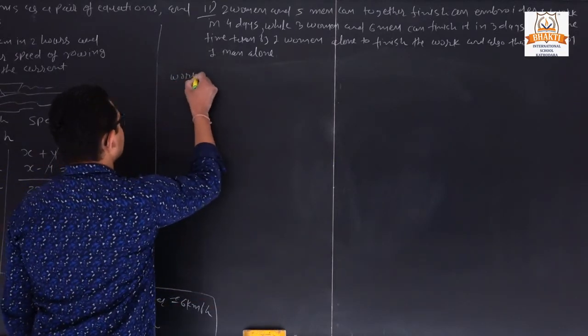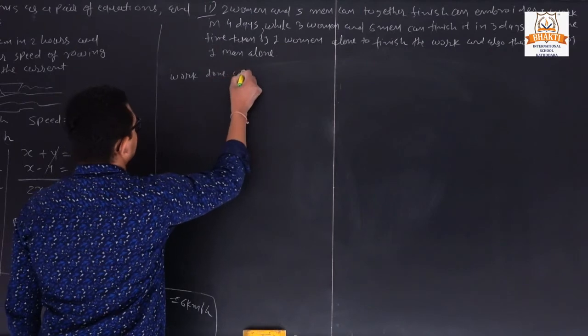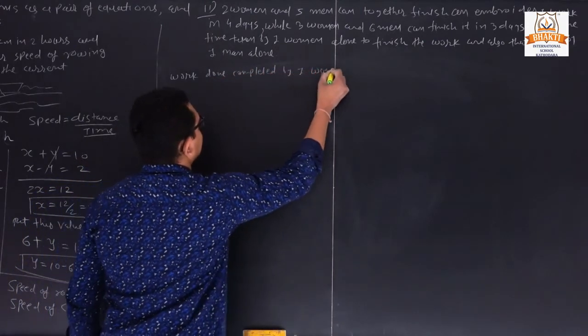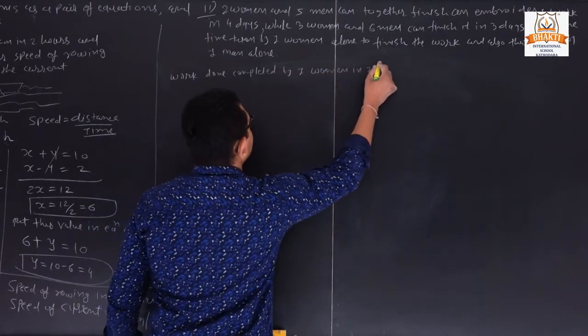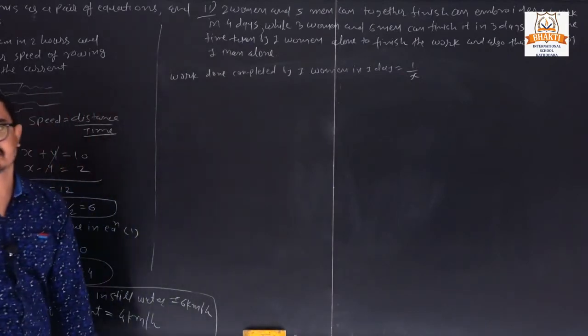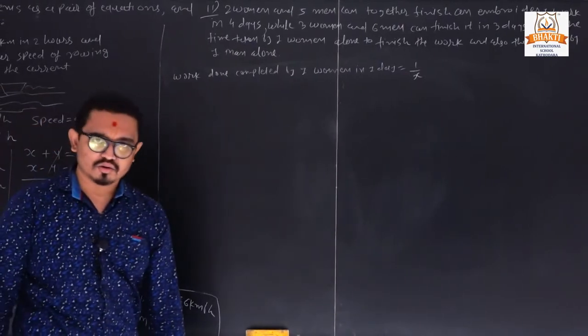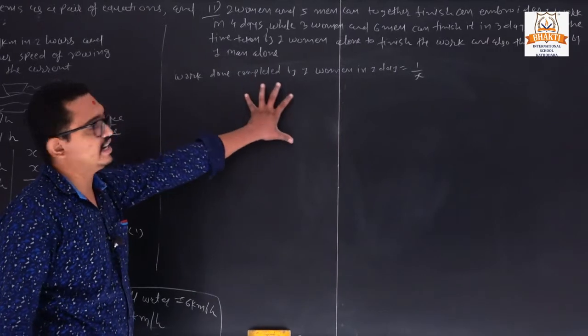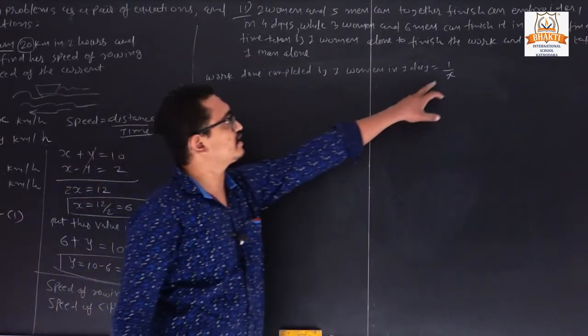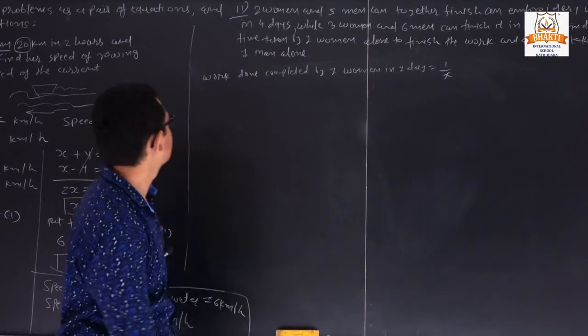Work done completed by 1 woman in 1 day is equal to 1 upon x, because the time taken to finish the work is x. So in 1 day, 1 woman can complete how much work? 1 by x.